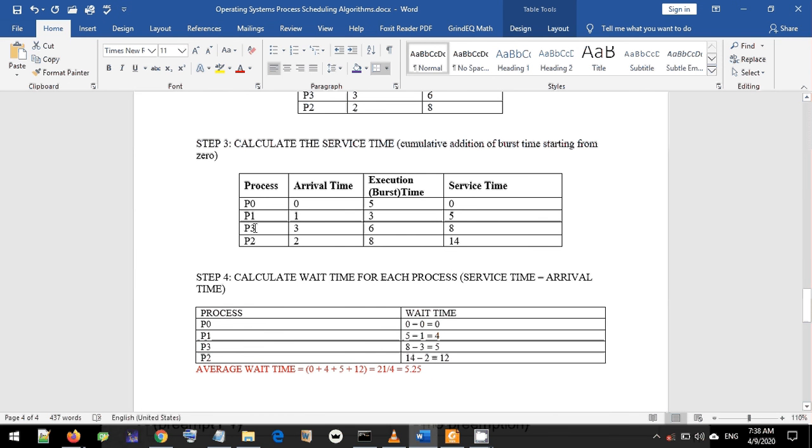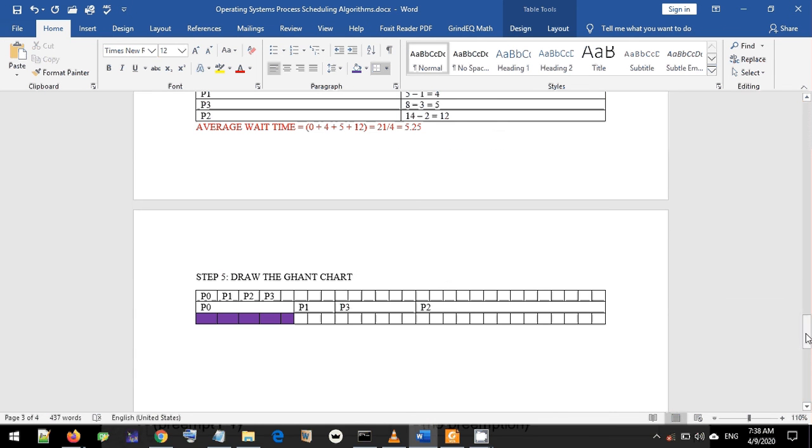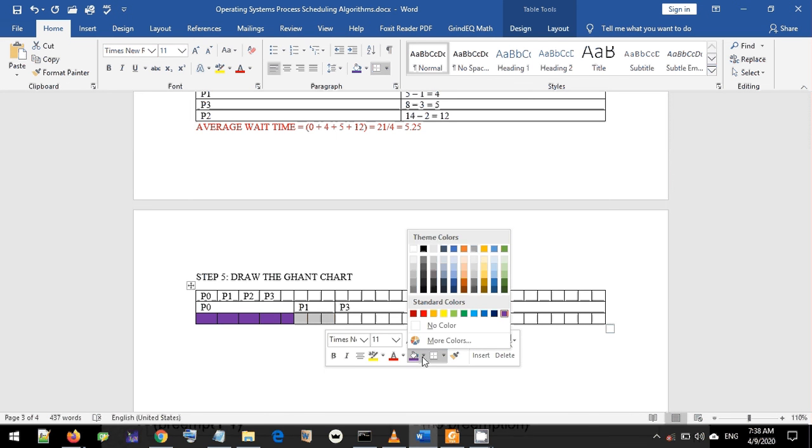Process 1, process 3, process 2, we have 3, 6, 8. The shortest job here is the job with the execution time 3, and that is process 1. That is why process 1 will be executed first among the first 3, and it will execute in its 3 time cycles.